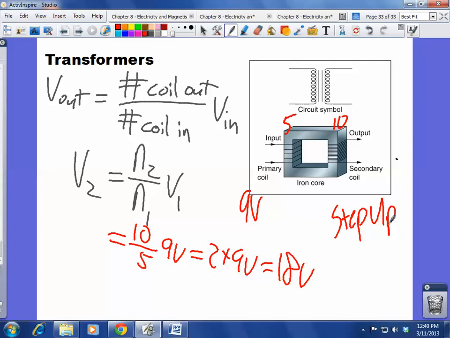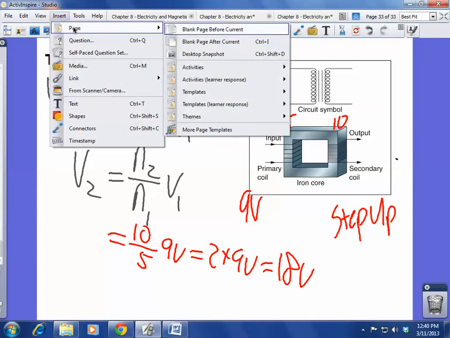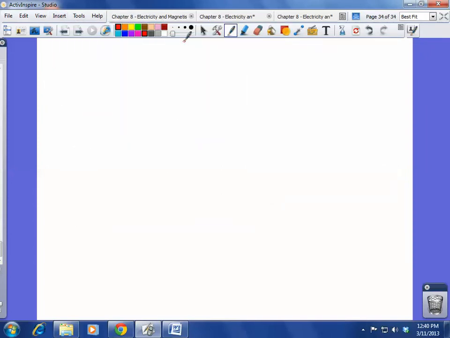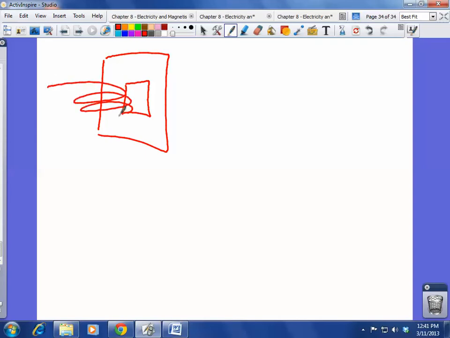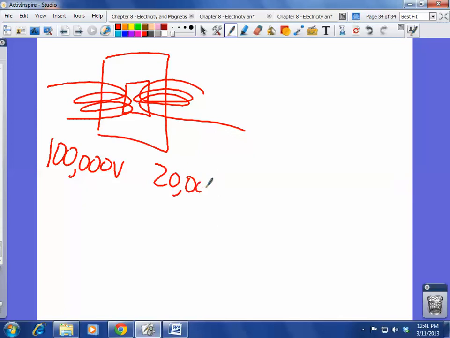Okay, let's try another one of these. Because remember, just like everything we've seen so far, the hardest part is going to be identifying what you know and what you don't know. So let's say we are talking about one of the bigger power lines out here. We'll say it's 100,000 volts. And the output on this side is 20,000 volts. So we're going from a medium range power line to one that we'd see right around here.